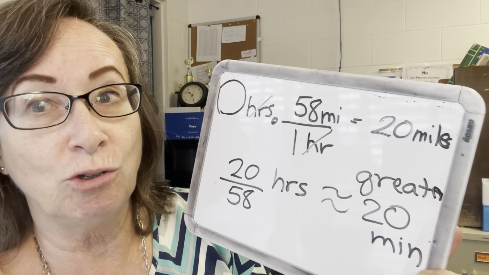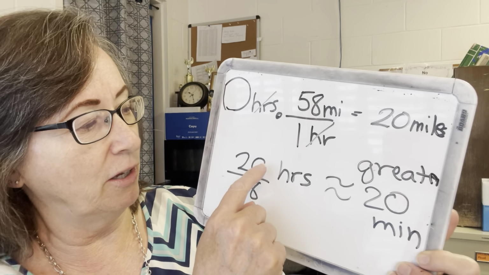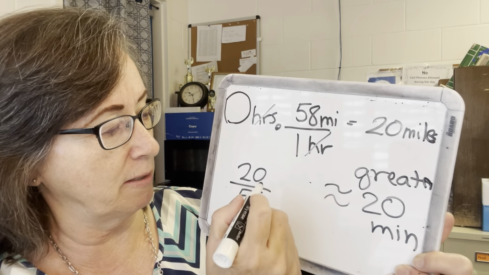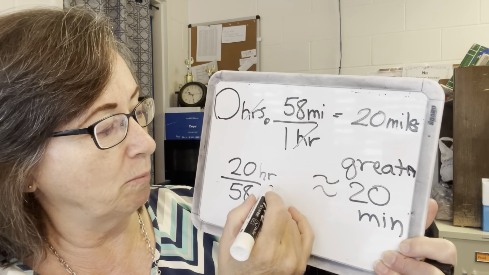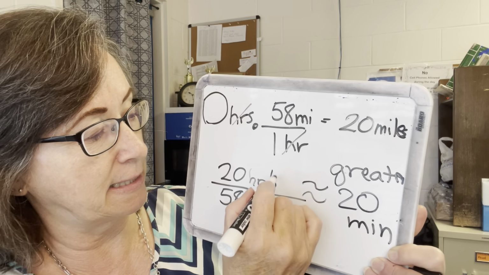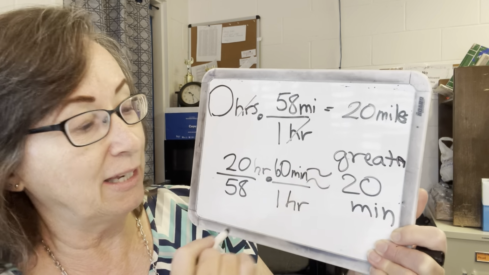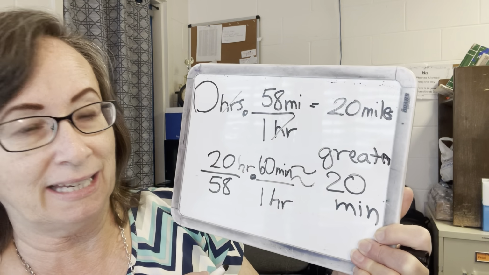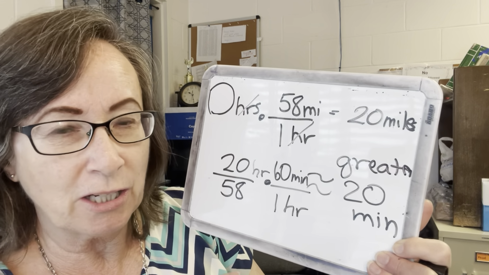However, if you did get a calculator, you would take 20 over 58, that's in hours. You would multiply by 1 hour is 60 minutes, and you would grab your calculator and do it, and you would get a number that is just a little bit over 20. So let me grab my little calculator, which I happen to have right here, and we're going to do the math on the calculator since your book never wanted you to do that.